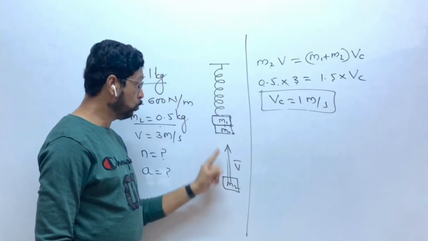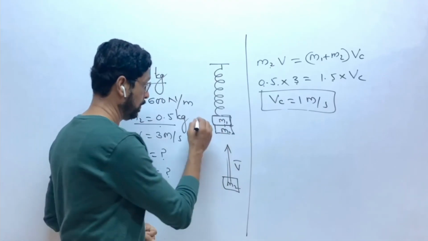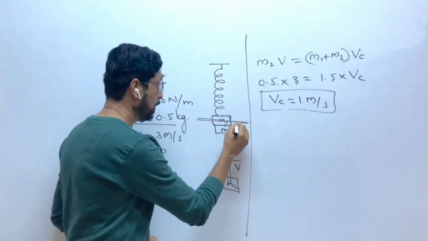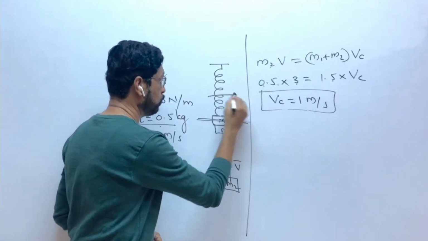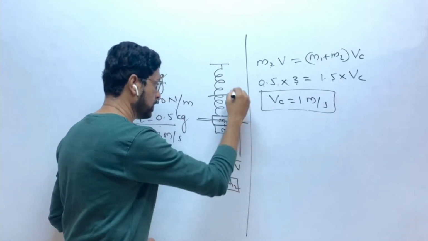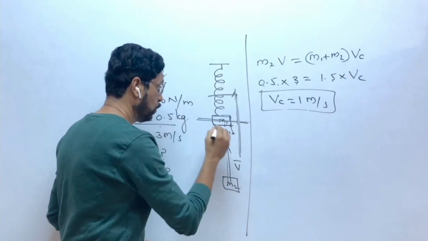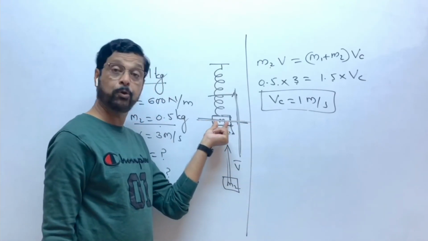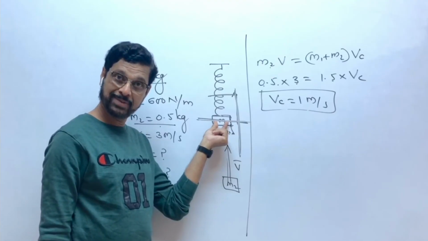When this M2 strikes M1, M1 is here. When it strikes M1, it moves up, suppose up to here. Then it will come down and it will perform oscillation like this. So this position is the mean position of SHM.